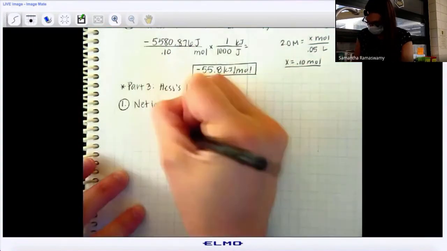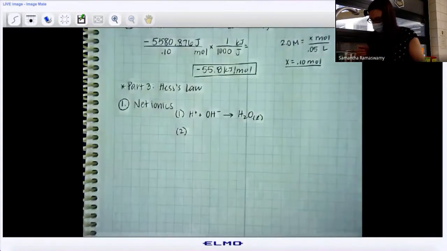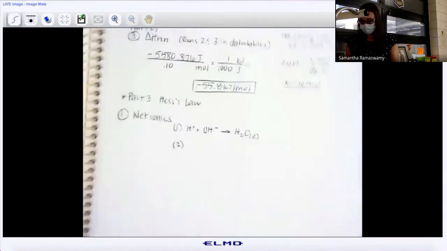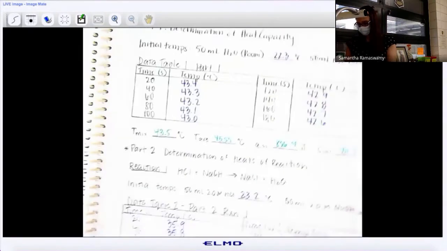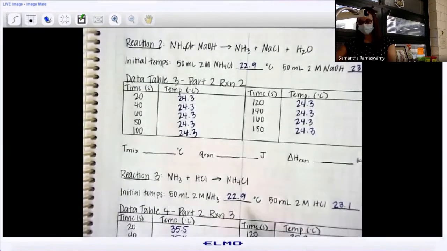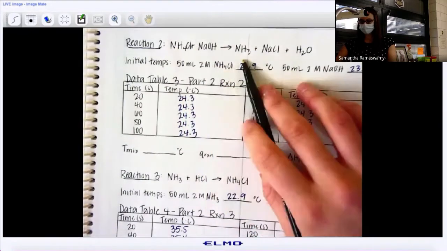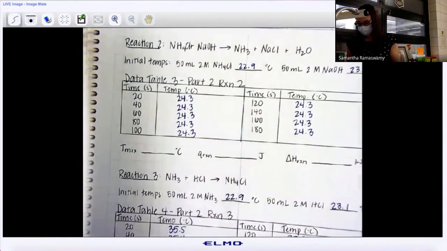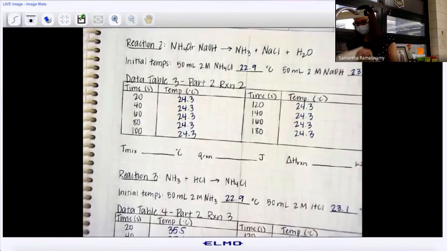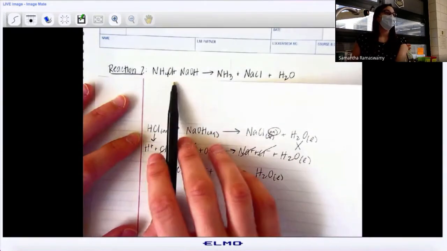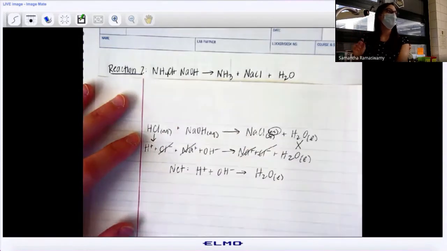Reaction 2. So I flip back in my lab notebook to reaction 2. This one's a little tougher because it has ammonium chloride and ammonia in it. NH4Cl plus NaOH yields NH3 plus NaCl plus H2O. All right. So NH4Cl has ammonium in it. Remember, potassium, nitrate, ammonium, and sodium break apart.